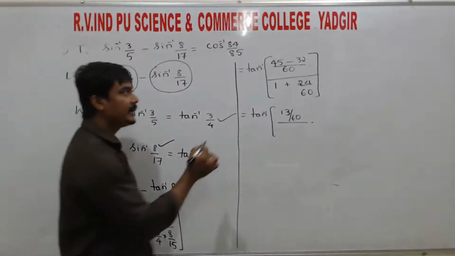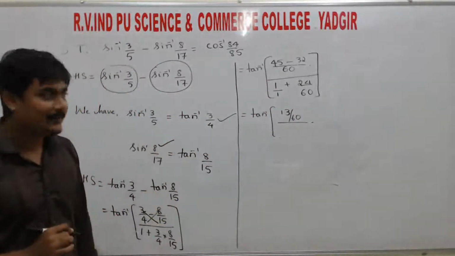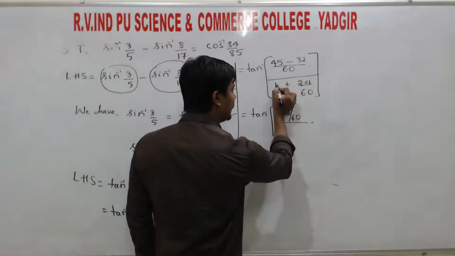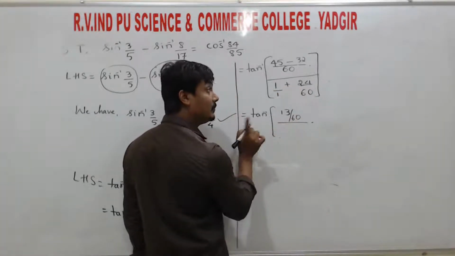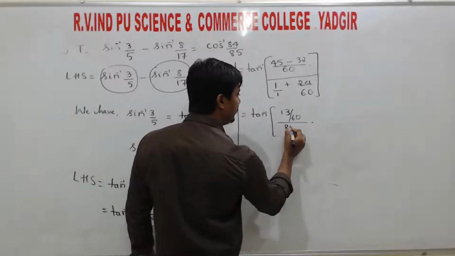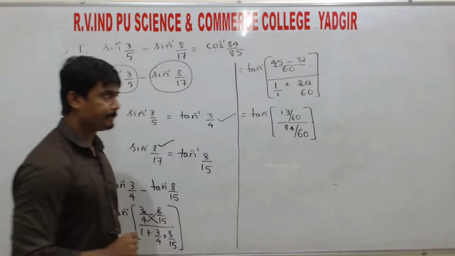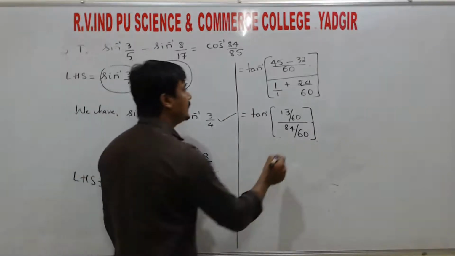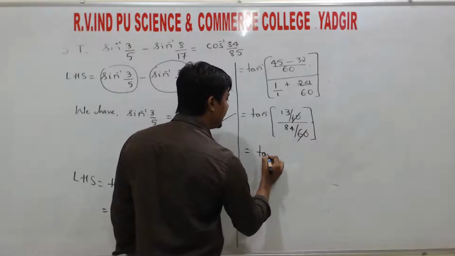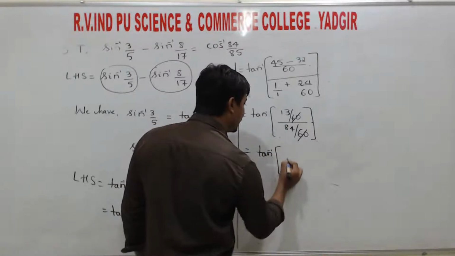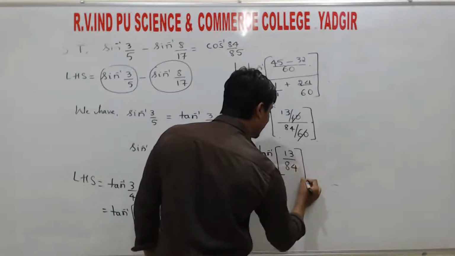divided by, here also take LCM. If there is nothing in the denominator, dear students, we know that it is always 1. So 60 into 1 is 60 plus 1 into 24 is 24. 60 plus 24, 84 divided by 60. Is that clear? Right? So these two 60s will cancel out. We get tan inverse of 13 divided by 84.